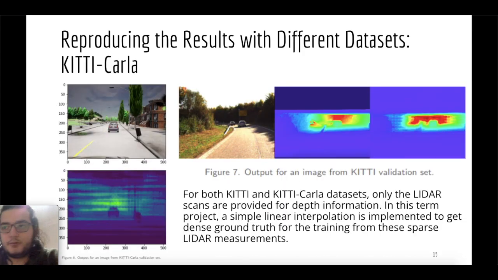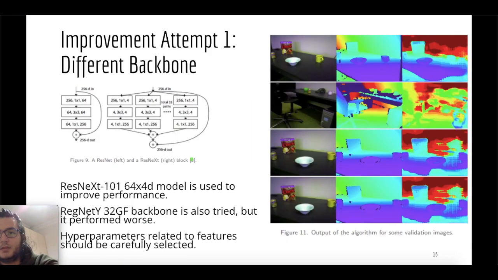And I also tried it on KITTI CARLA, which is another dataset. CARLA is a simulator, and KITTI is a well-known dataset in autonomous driving, but they actually test their method on KITTI, so I reproduce the results for KITTI CARLA, which is a different dataset. And for both KITTI and KITTI CARLA datasets, only the LiDAR scans are provided for depth information, and in this term project, a simple linear interpolation is implemented to get dense ground truth labels for the training from these sparse LiDAR measurements.